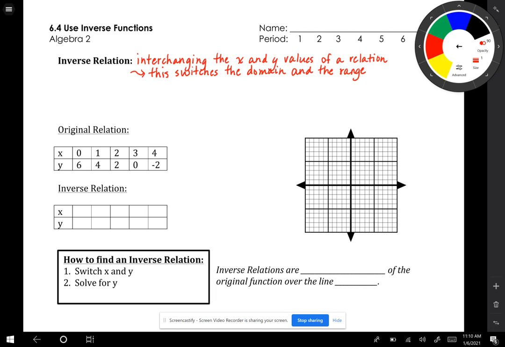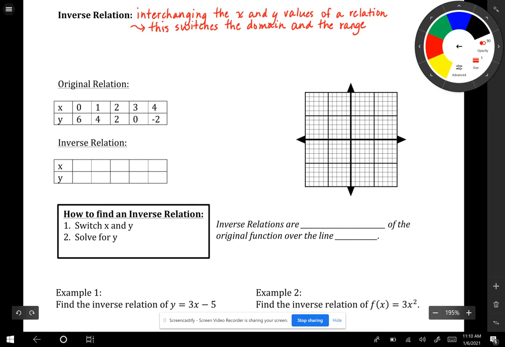Let's take a look at an example. In this table, you have your top row, which is your x values, 0, 1, 2, 3, and 4, and your bottom row, your y values, the range, is 6, 4, 2, 0, and -2. We are just going to switch them so that we get an inverse relation. So the bottom row becomes the top row, and the top row becomes the bottom row.